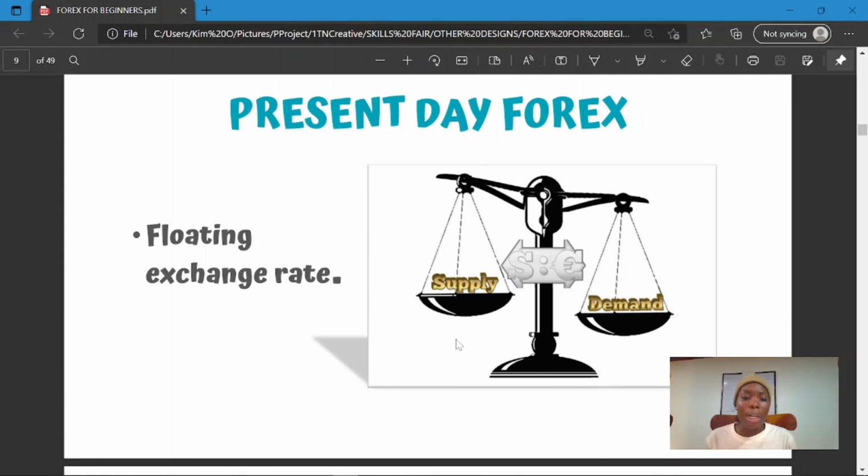Okay, the floating exchange rate is based on the supply and demand of a particular currency. Supply and demand, aka the selling rate and the buying rate of a particular currency. Okay, so if there's a high supply, the value of the currency drops. If there's a high demand, the value of the currency increases. So supply, sell, demand, buy.